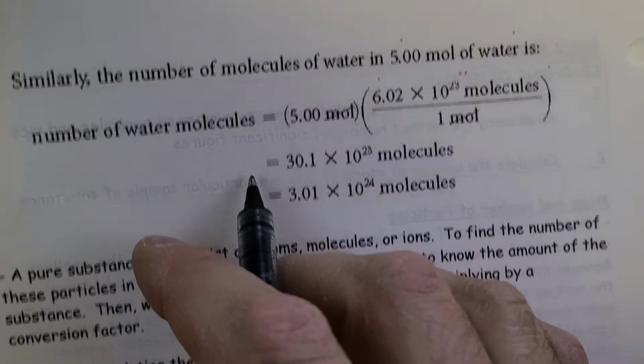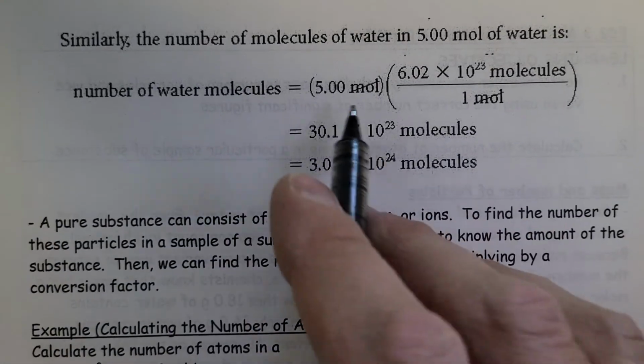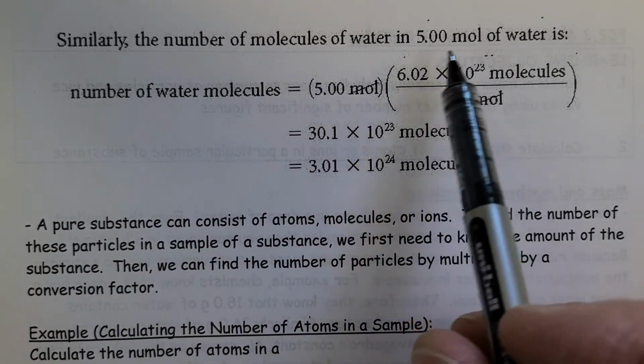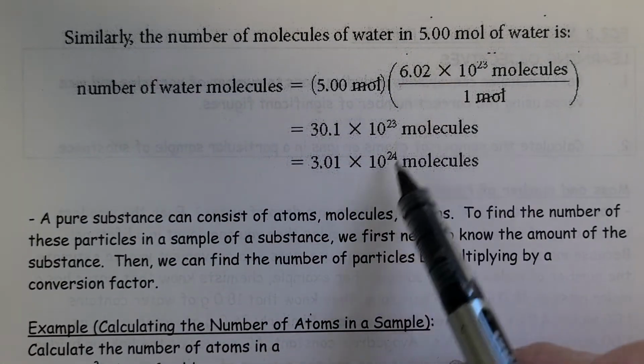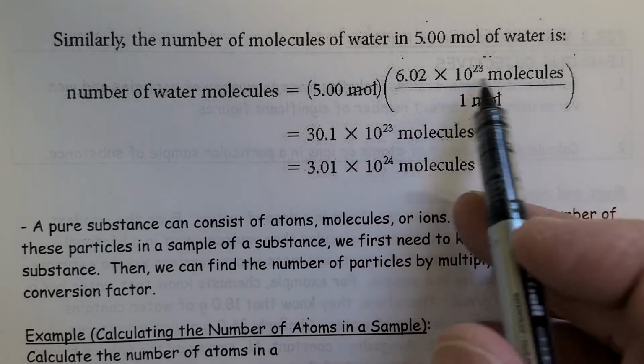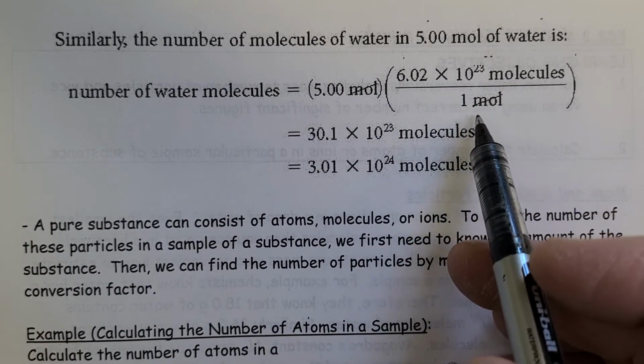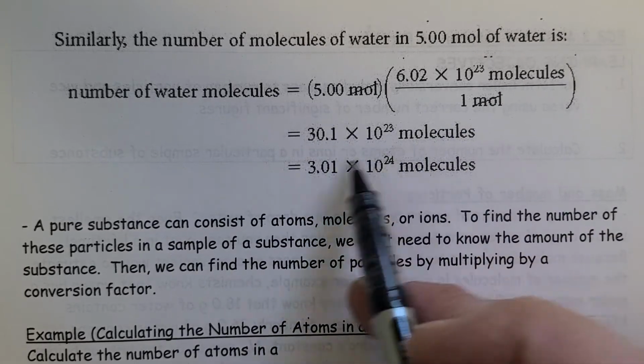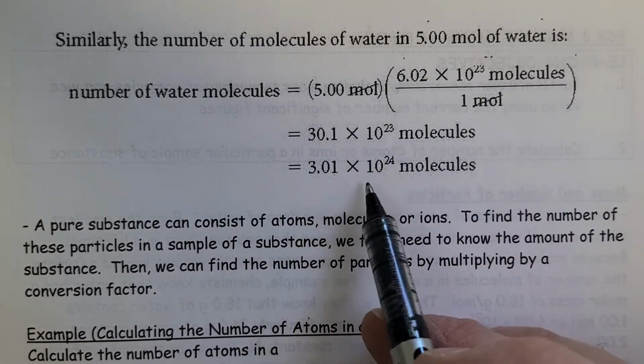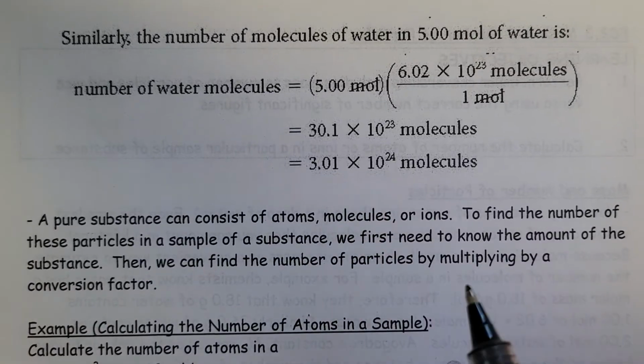And on the next page, similarly, you could talk about number of molecules of water is the same thing. So 5 moles of water, if we know that there's 6.02 times 10 to the 23rd things or molecules in the case of water, in 1 mole, then just simply multiply that by 5, and we get 3.01 times 10 to the 24 molecules.